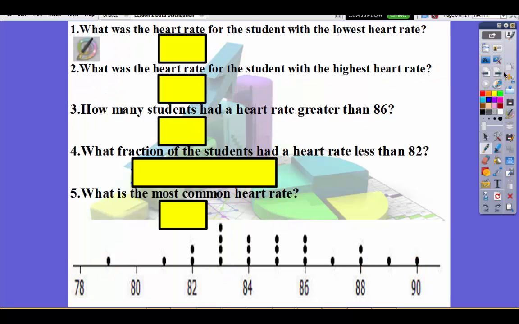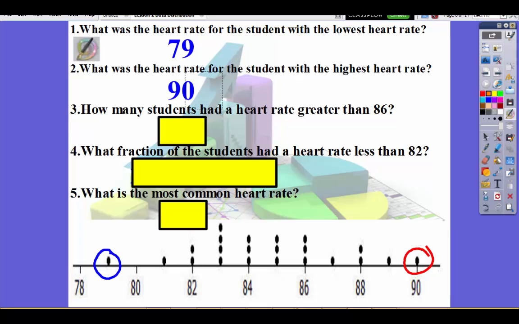Okay. Let's look at this dot plot to answer these questions. What is the heart rate for the student with the lowest heart rate? Well, that lowest heart rate is 79. So my next one, what was the heart rate for the student with the highest heart rate? I look at my highest number is 90. So my highest heart rate is 90.